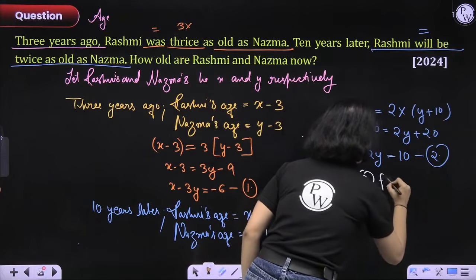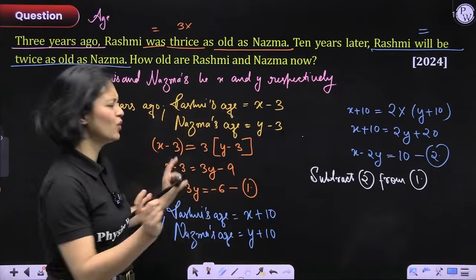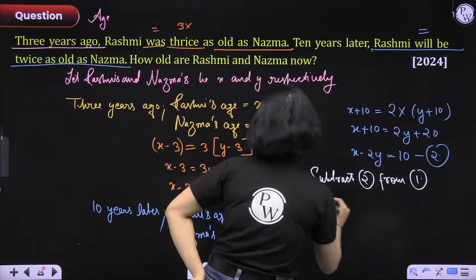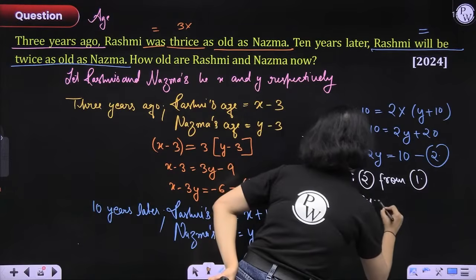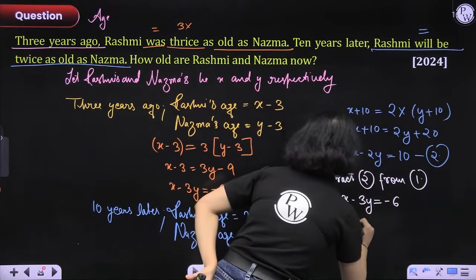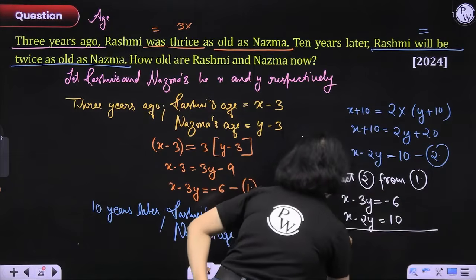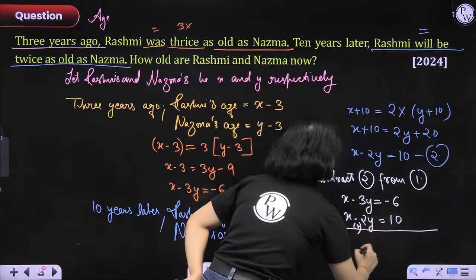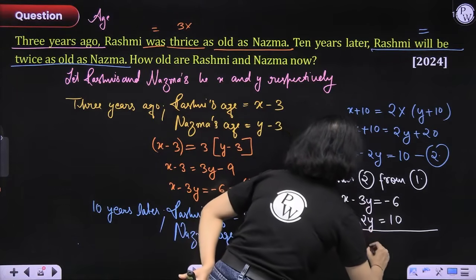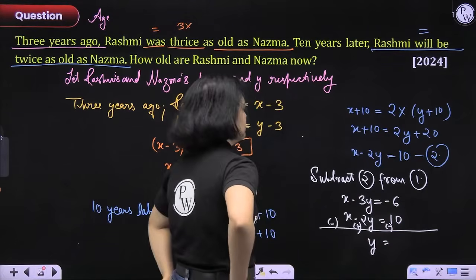2 from 1. Okay, so yes, can I do the subtraction directly? Okay, chalo, I'll not do that. I'll just write everything down, don't worry. X minus 3y is equals to negative of 6. X minus 2y is equals to 10. Let's subtract. So here x will get cancelled. 3y minus 2y, everyone. What will you get? Y. And here again, since we are subtracting, this will be minus sign.